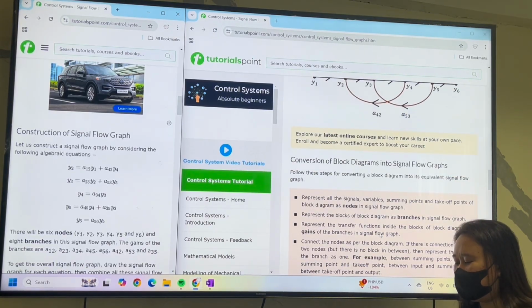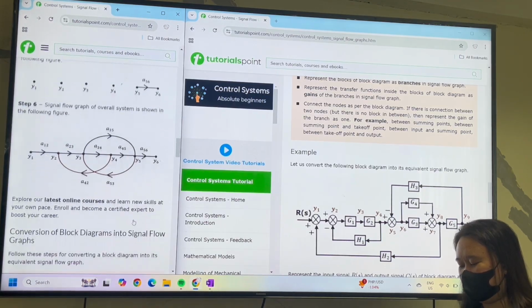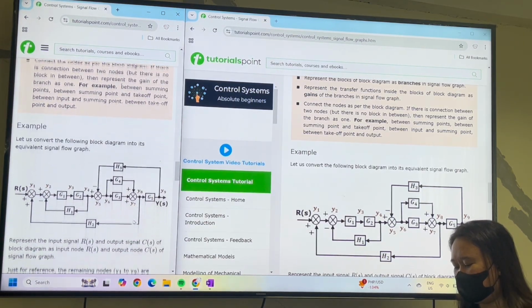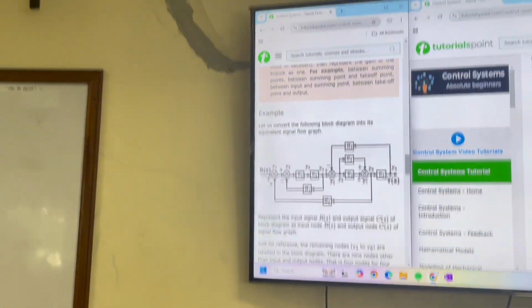Next, we have converting a block diagram into a signal flow diagram. Okay, if this is our block diagram, let's make the signal flow graph.